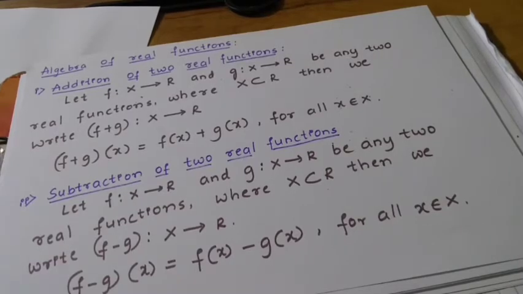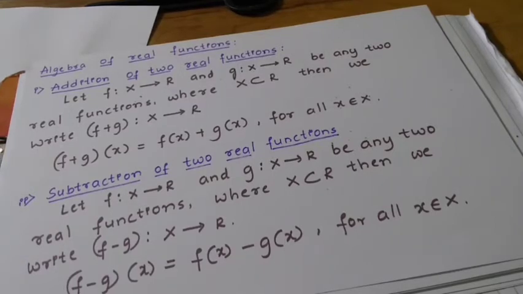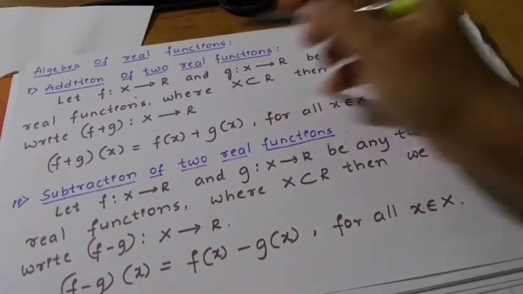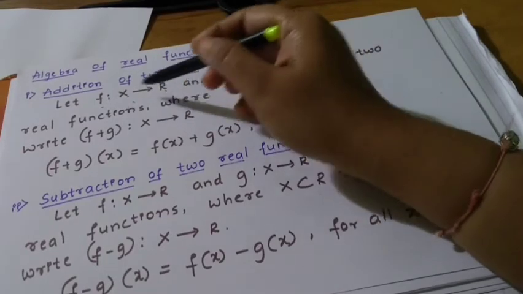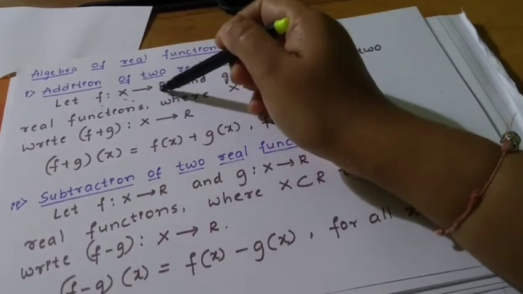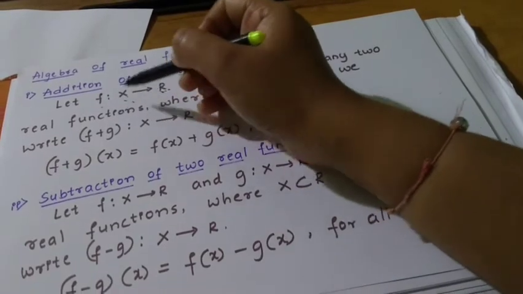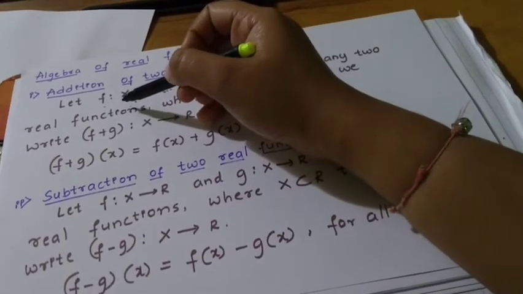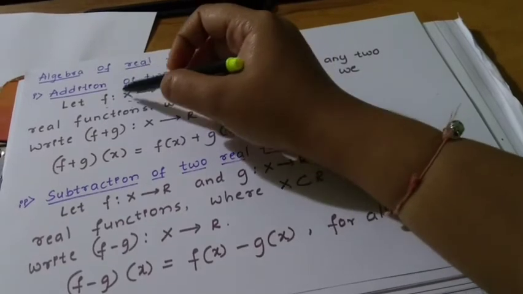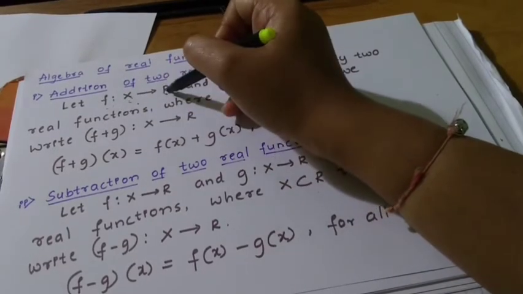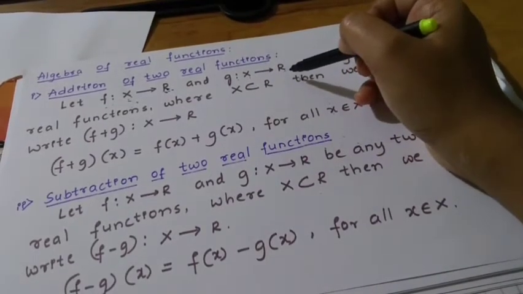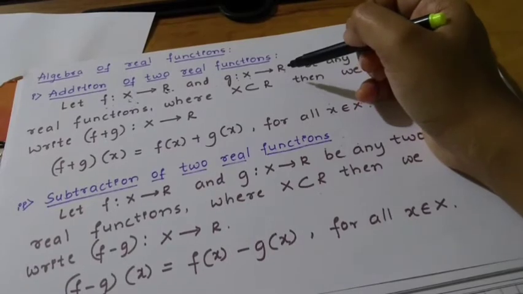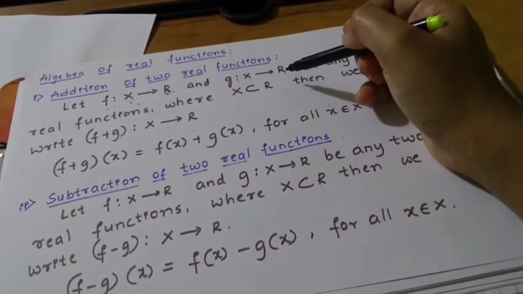Algebra is very simple: addition, subtraction, multiplication and division. Here the algebra of two real functions is given. So first I took addition. F is one function, I am defining it from X to R. X can be anything: natural numbers, real numbers, whole numbers, or integers. So in general, f is one function defined from X to R, and g is one more function defined from X to R. You need two functions to do algebra; you cannot do it with one, at least 2 are required.